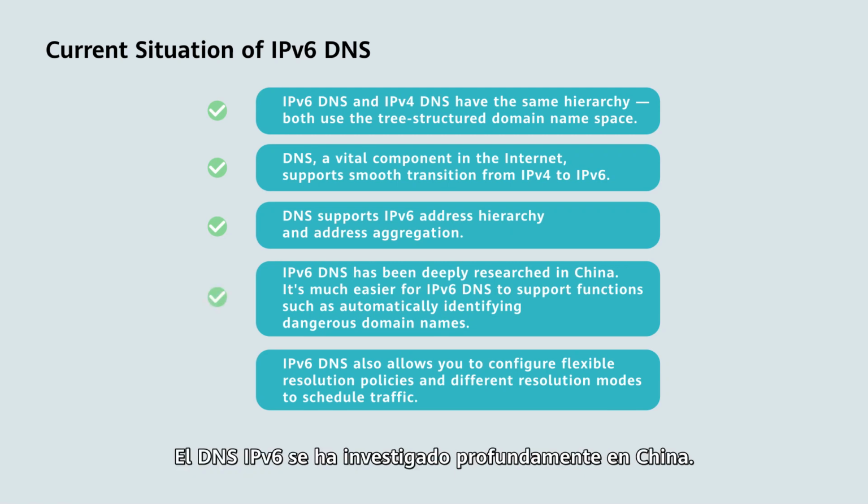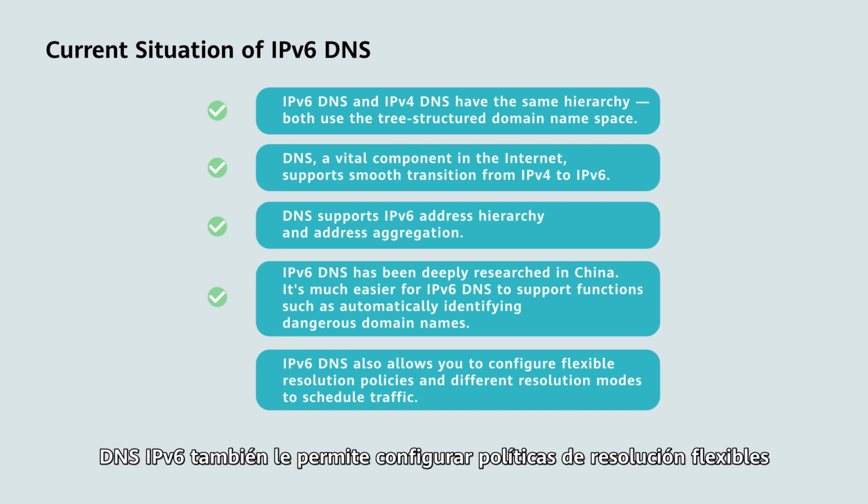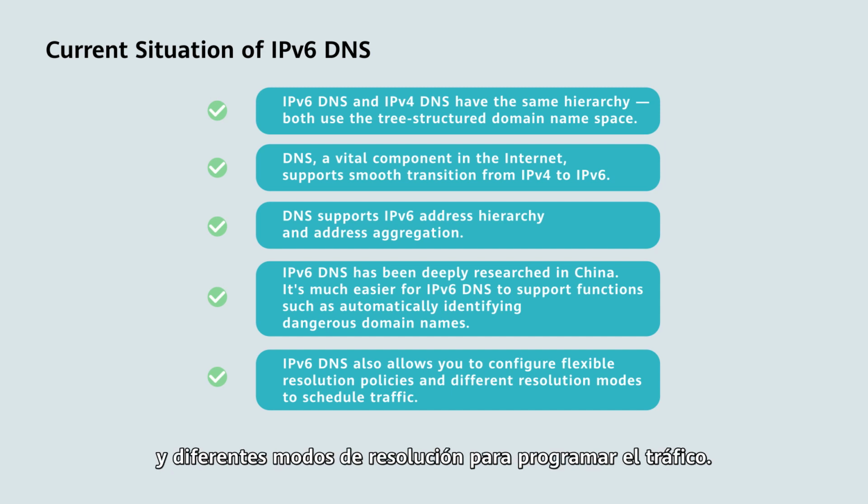IPv6 DNS has been deeply researched in China. It's much easier for IPv6 DNS to support functions such as automatically identifying dangerous domain names, restricting the number of concurrent recursive queries, and limiting the DNS resolution rate. IPv6 DNS also allows you to configure flexible resolution policies and different resolution modes to schedule traffic.